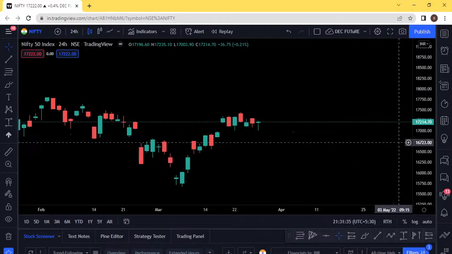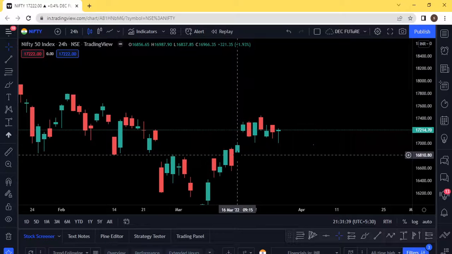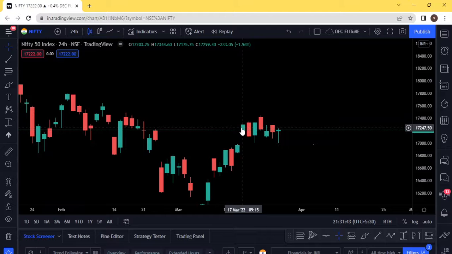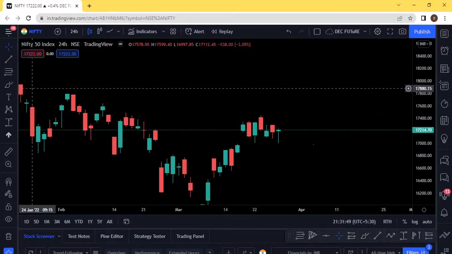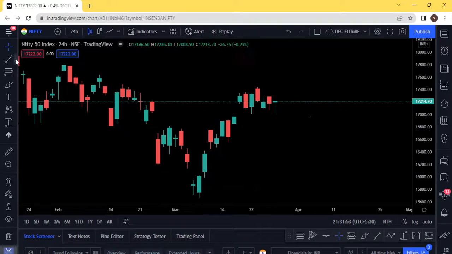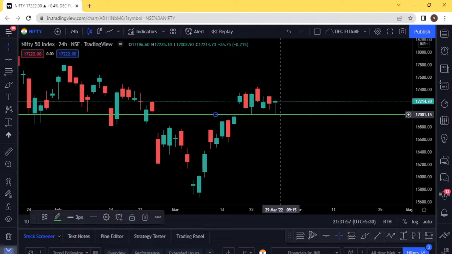Alright, so if you see this particular chart of Nifty, we can see that the price is consolidating in a very sideways manner for a good amount of days. 1, 2, 3, 4, 5, 6, 7 days, we are seeing that the price is consolidating. Now having said that, we are going to mark the levels. Let's straight away take horizontal lines. We're going to mark this level.